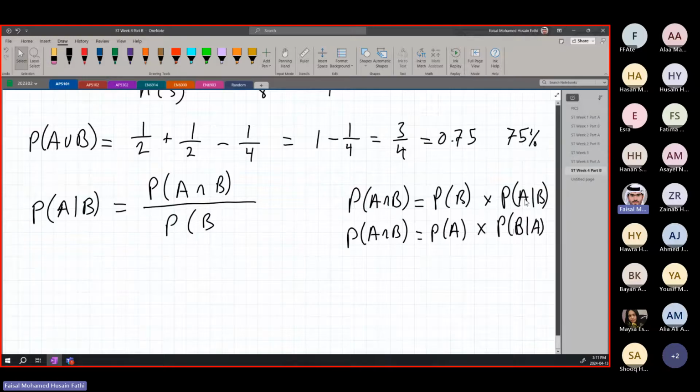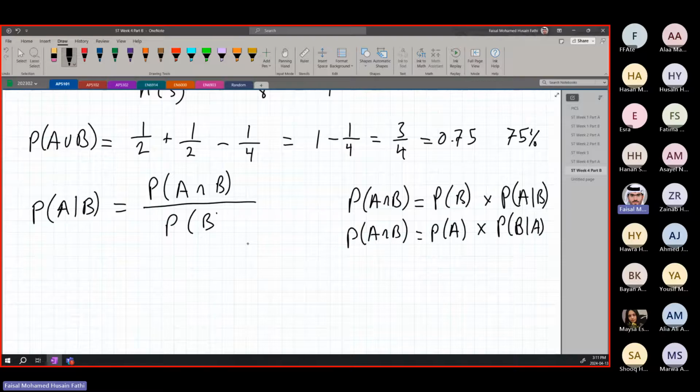Because if A is occurring then B happens, or B is occurring then A happens, it's the same thing. It's the same probability, at least when using it in this equation. So when we're finding conditional probability, it has come from simply rearranging this equation.